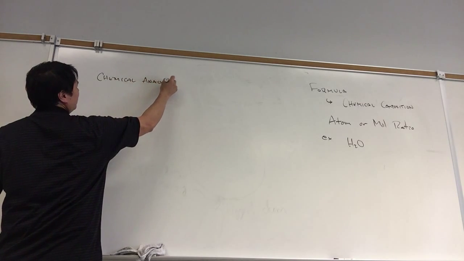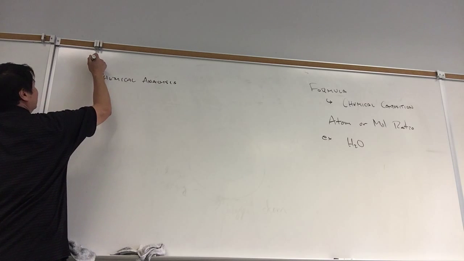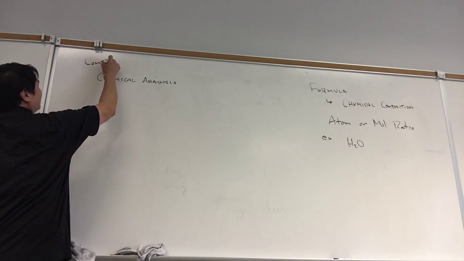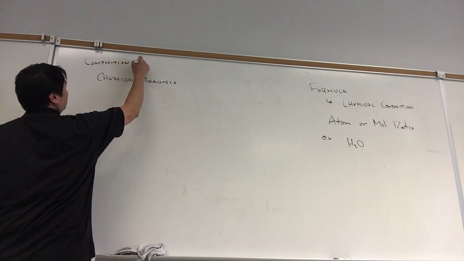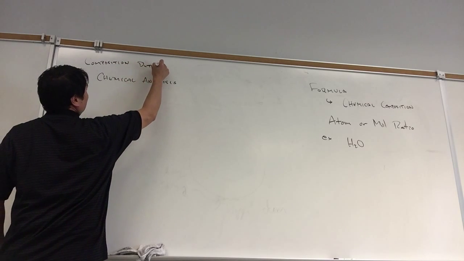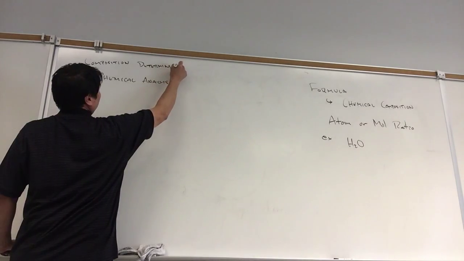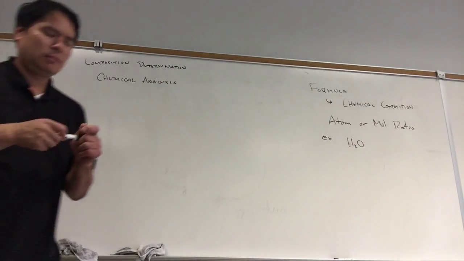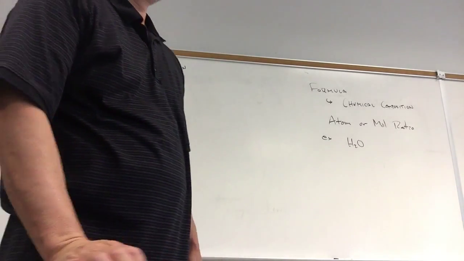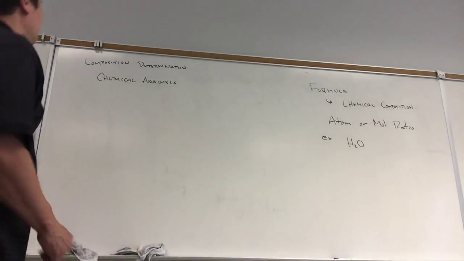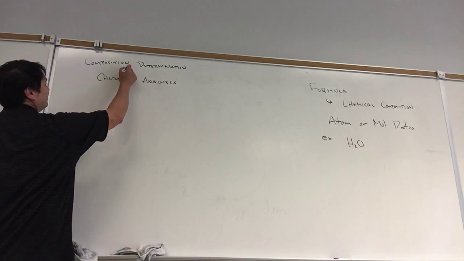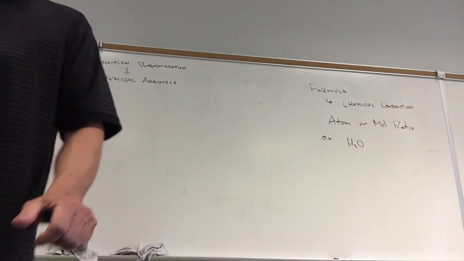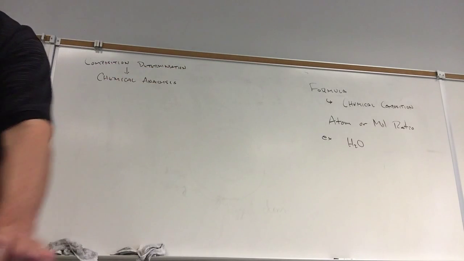And so this is composition analysis. So composition determination. There are different types of chemical analysis we can do. For example, we could do sulfate analysis. So sulfate analysis will figure out how much sulfate is present in there.